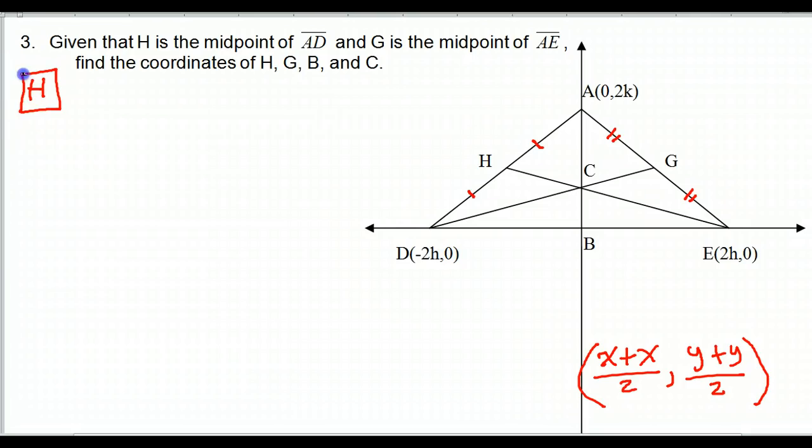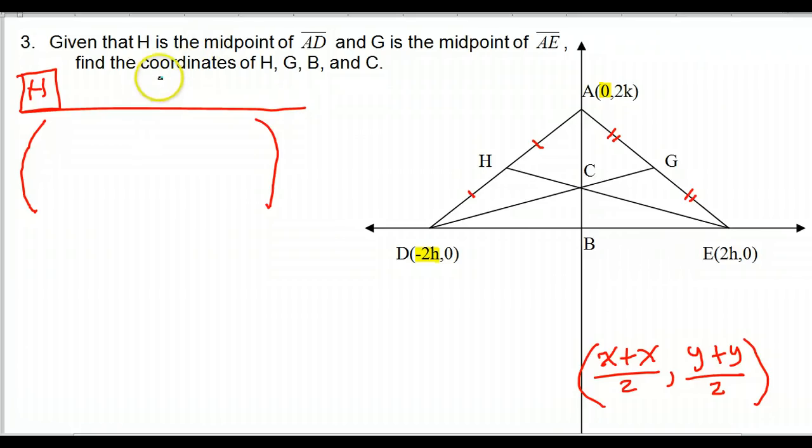So, say if I want to find point H. Now, H is a midpoint, so I'm going to do the midpoint formula. X plus x divided by 2 should give me the x coordinate of this midpoint. So the x values that I'm going to be adding up and dividing by 2 are negative 2h and 0.